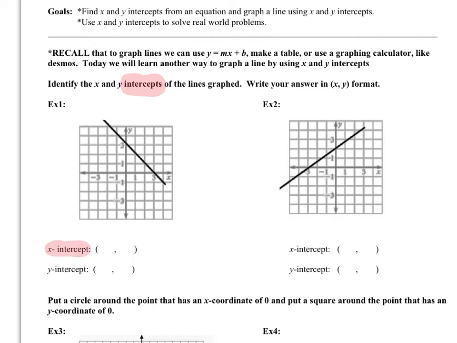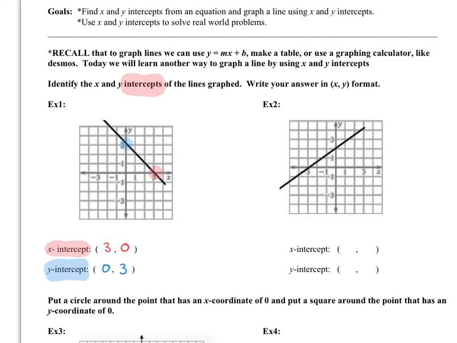I'm looking for where this line intersects my x-axis. And I can see that's occurring right here. As an ordered pair, those coordinates are 3 to the right and 0 up. For my y-intercept, I'm looking where the line intersects the y-axis, and that would be right here. And the coordinates for that are 0 to the right and 3 up. Just kind of a coincidence that they happen to be the same numbers.